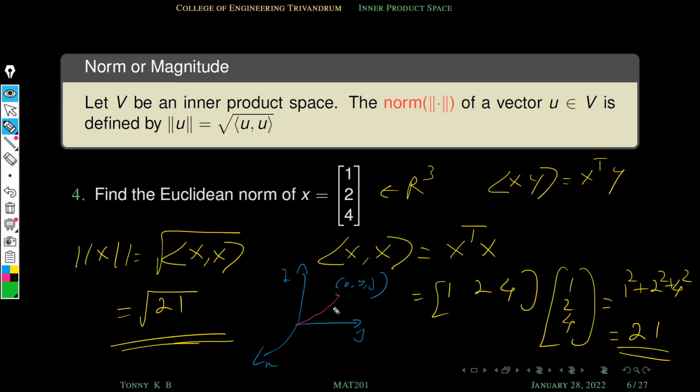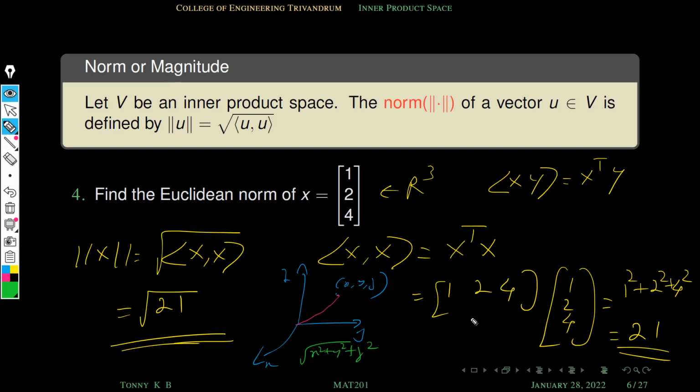The interesting thing is this Euclidean norm is the same as our normal modulus in 3D and 2D. Because in 3D you consider a point x, y, z. Then what is the distance between the point and the origin? That is the same as the square root of x square plus y square plus z square. In this case, what about the inner product of x with x?